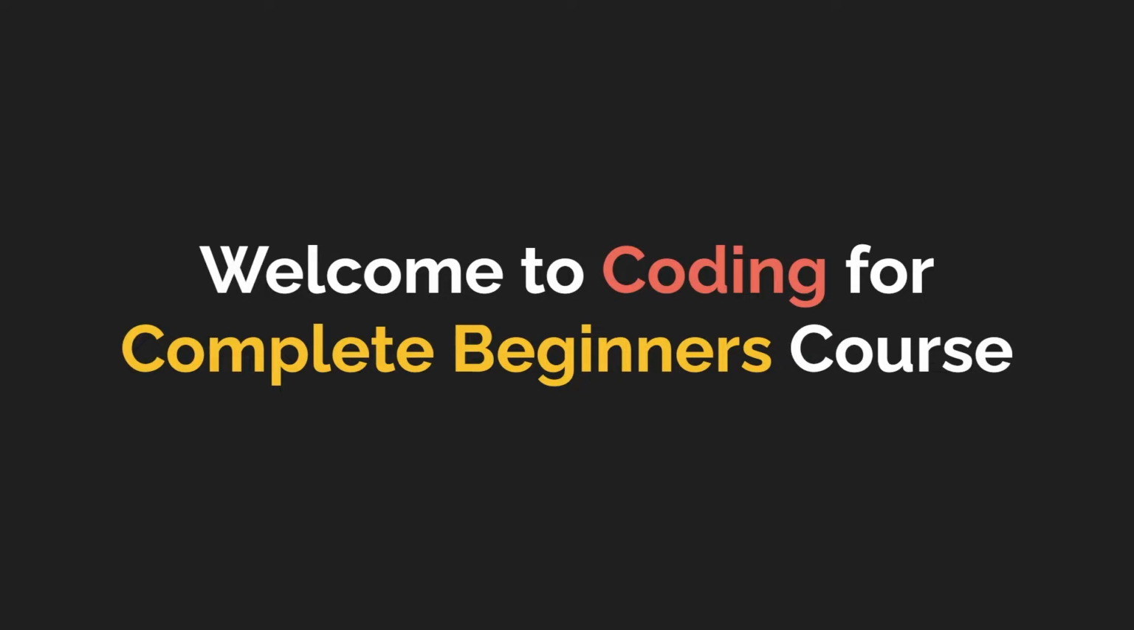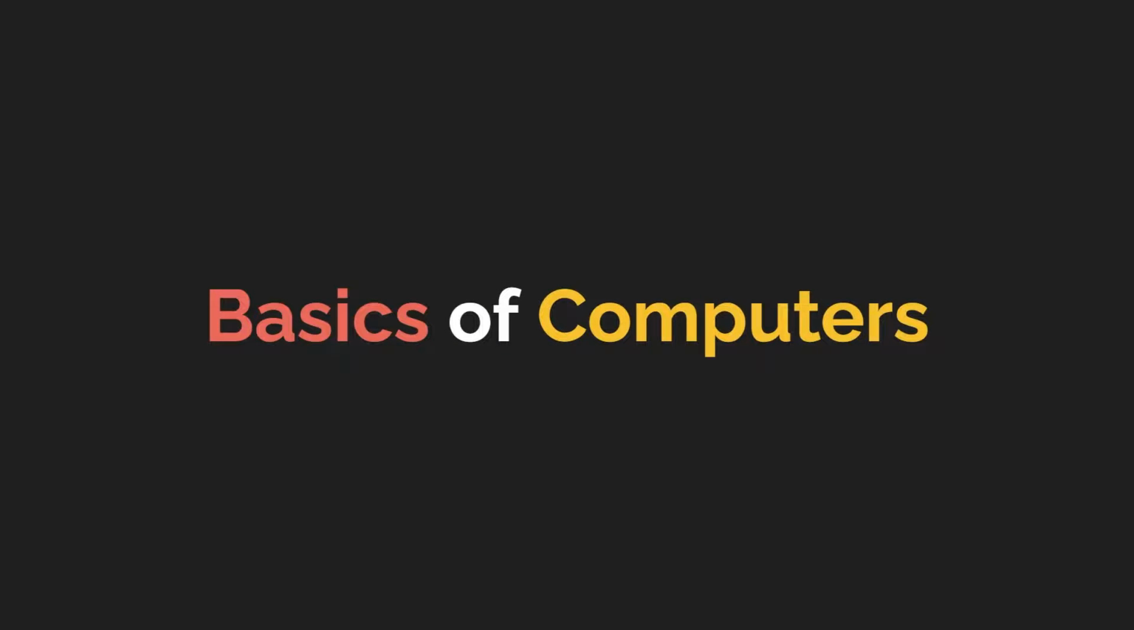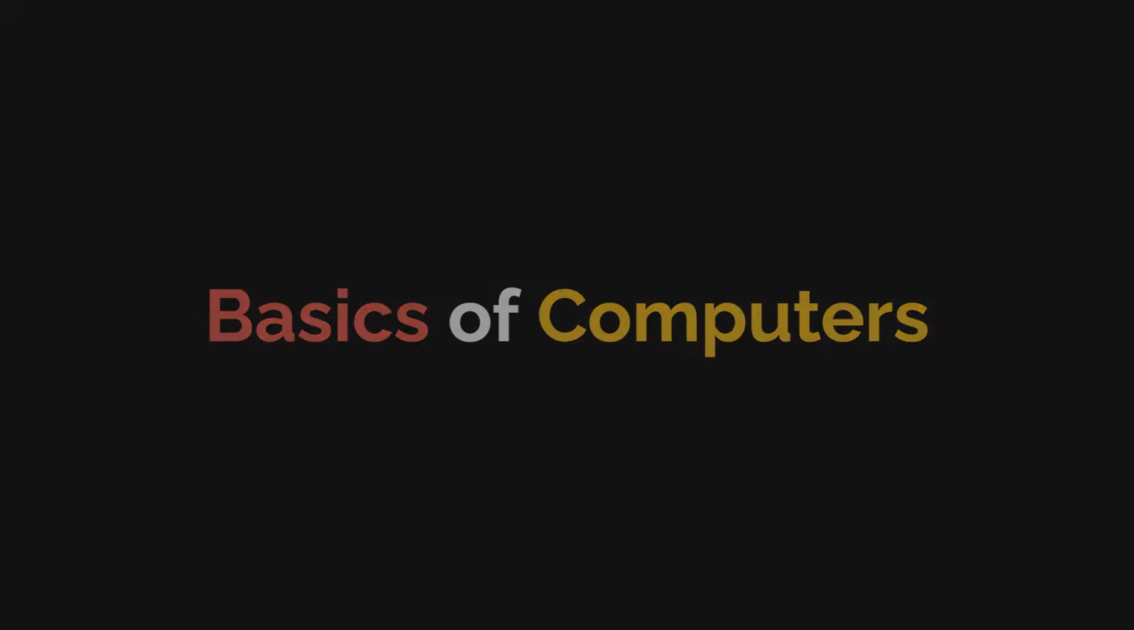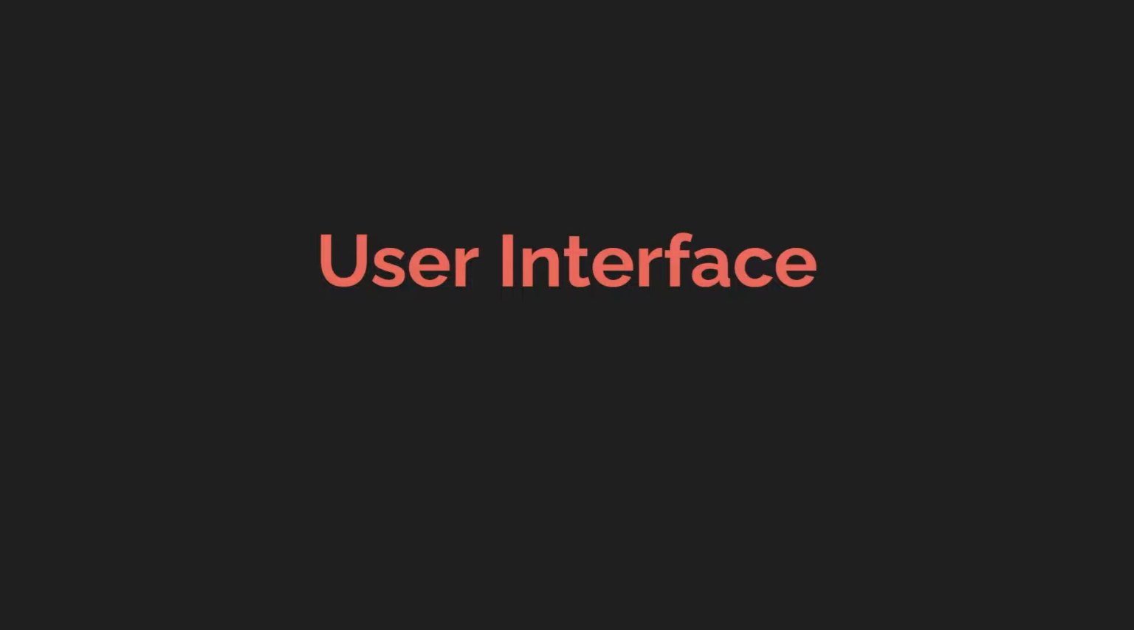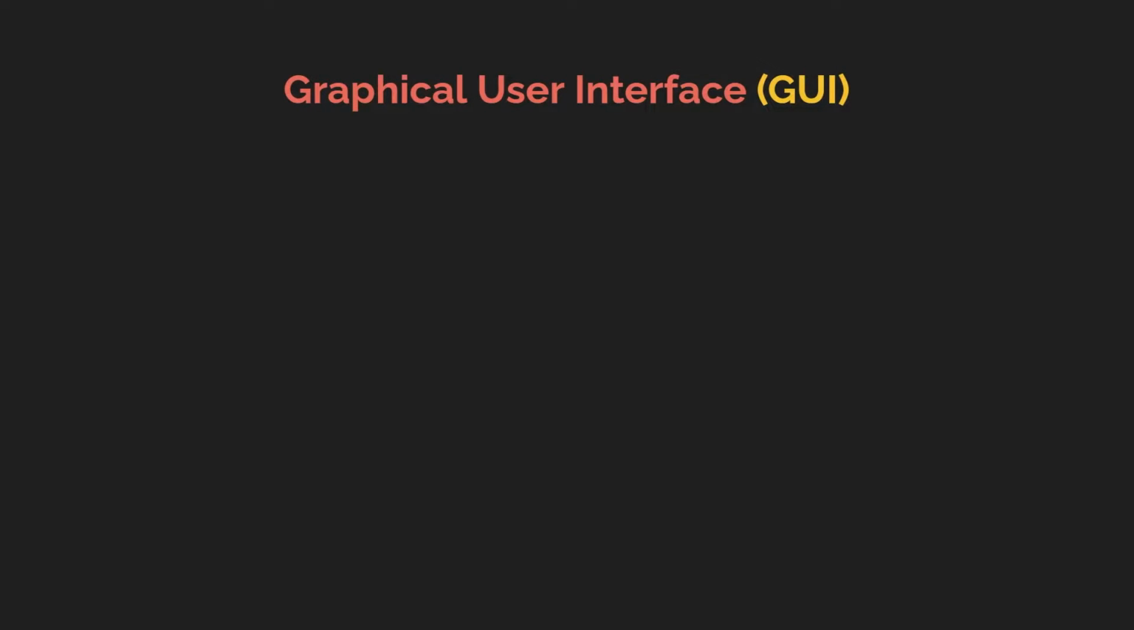Now, we're going to start this course with the basics of computer, and by basics, I mean the things that you need to learn coding, to understand how coding works. What is coding, right? So we're going to start with user interface. Now, user interface is an interface through which you interact with a computer. You are using an interface right now to interact with your computer, and the interface that you're using is called a graphical user interface or a GUI.